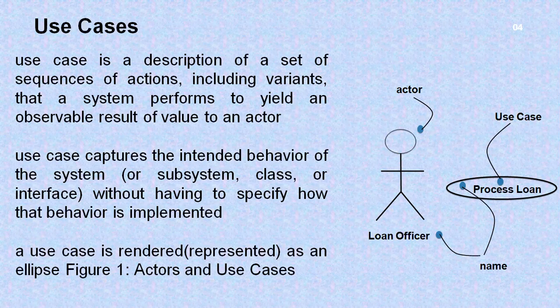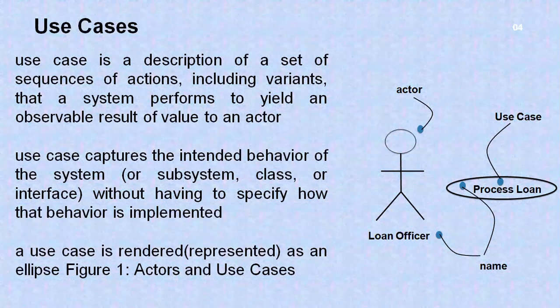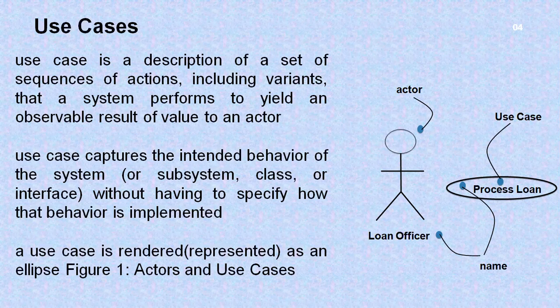In this figure of UML, we can see the graphical representation of a use case and an actor. This notation permits us to visualize the use case apart from its realization and in context with other use cases. A use case is a description of a set of sequences of actions, including variants, that a system performs to yield an observable result of value to an actor.